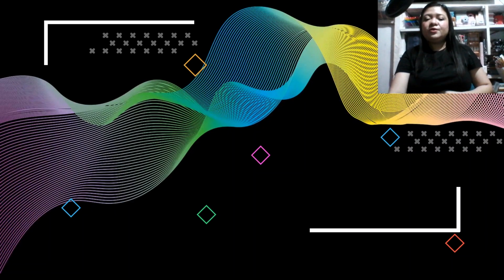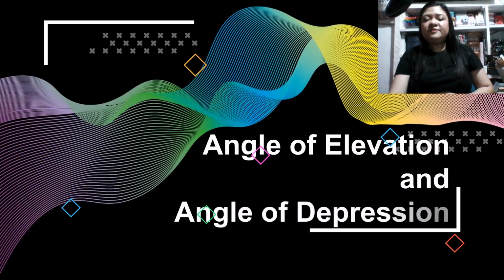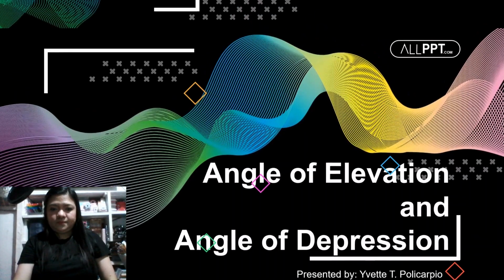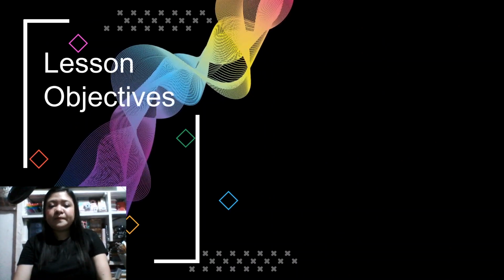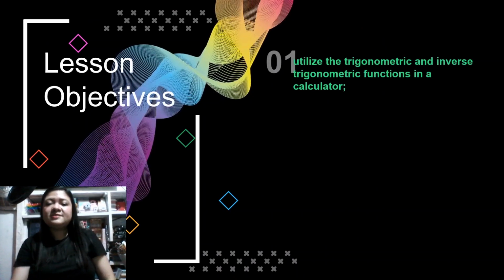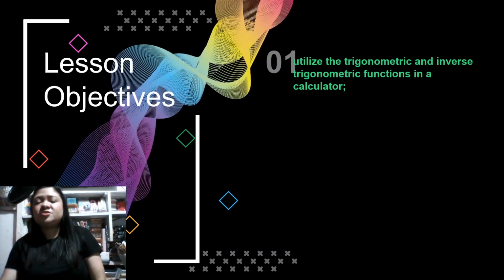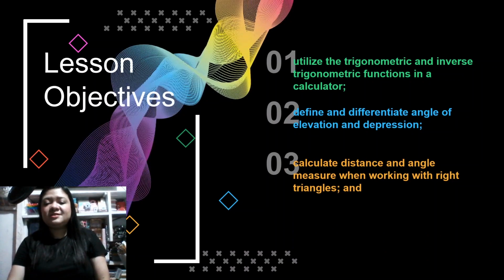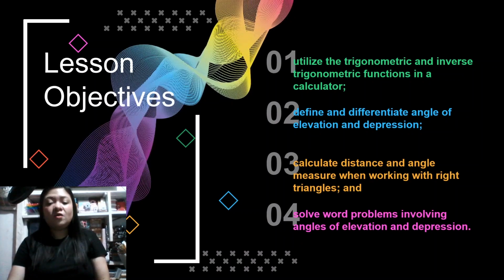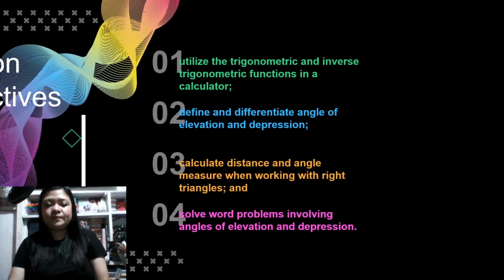For this lesson video, we will discuss angle of elevation and angle of depression. Our lesson objectives for today are to utilize the trigonometric and inverse trigonometric functions in a calculator, define and differentiate angle of elevation and depression, calculate distance and angle measures when working with right triangles, and solve word problems involving angles of elevation and depression.